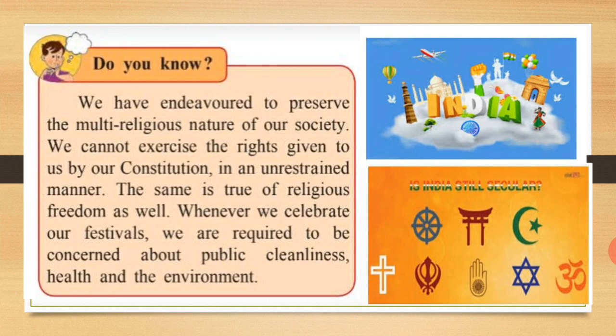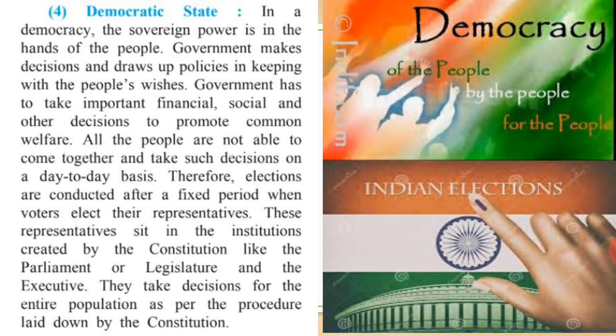Okay, so we have covered 3 points: sovereign state, socialist state, and secular state. Now let's move to the fourth one: democratic state. In the first picture on top, you can see that democracy is of the people, by the people, for the people. So let's learn about the democratic state.